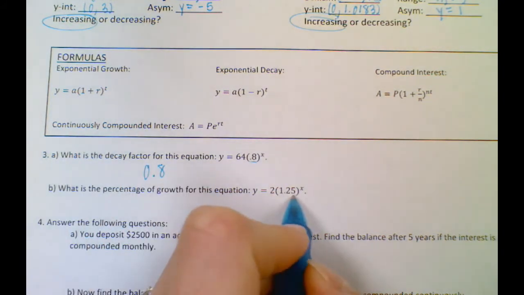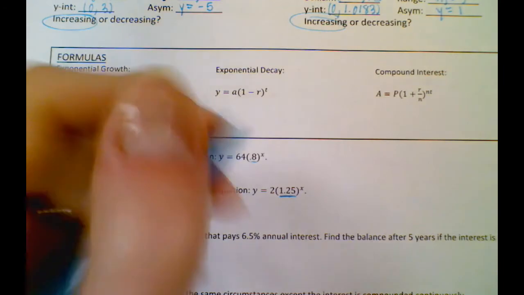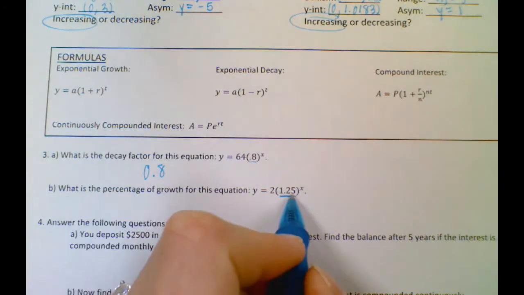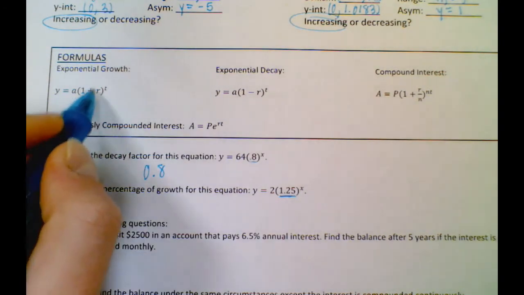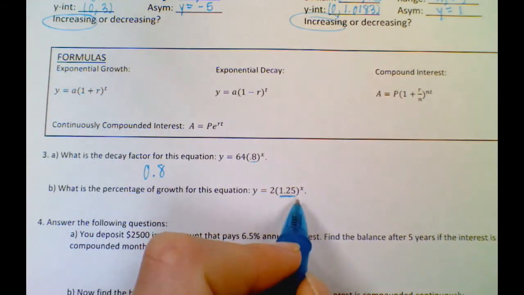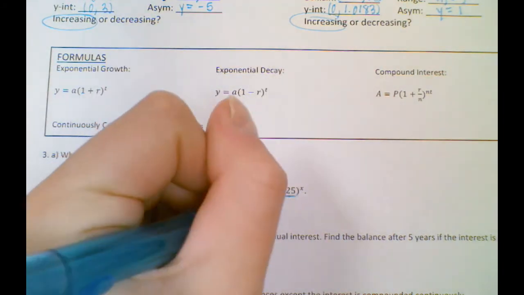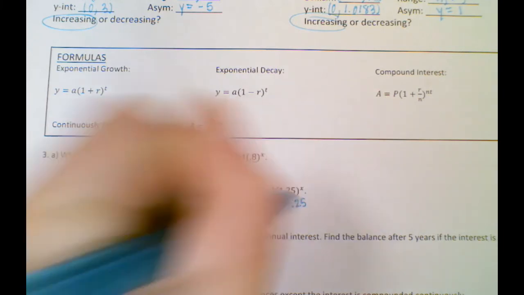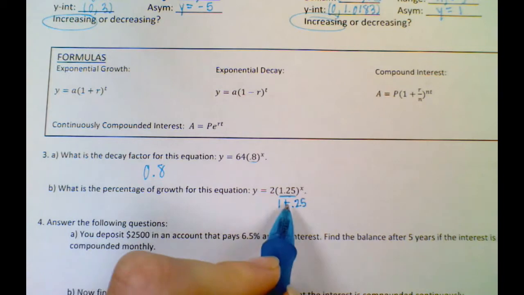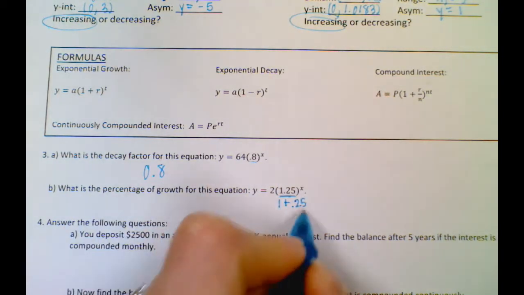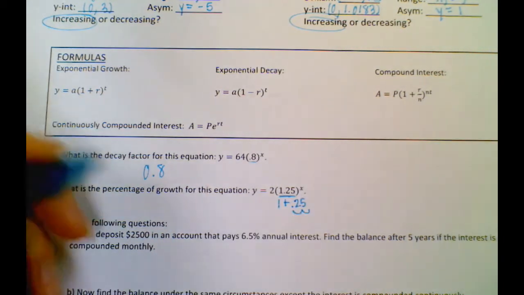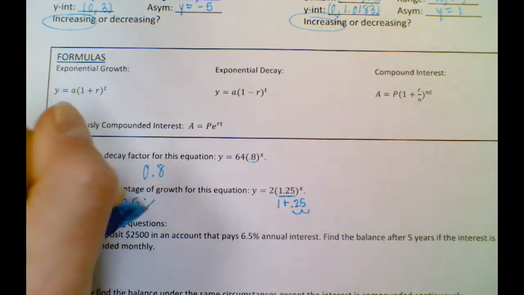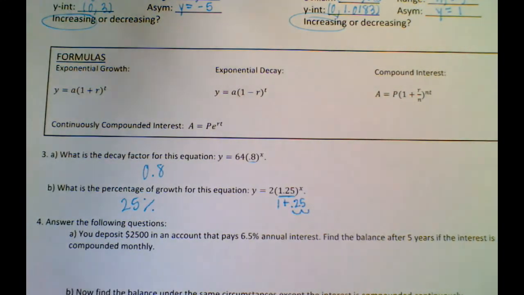So this is the factor. This is actually going to be a growth factor because it's greater than 1. You're doing 1 plus a number, right? So that's the growth factor. So this is really saying 1 plus 0.25. So for the percentage of the growth, I have to write that as a percentage. So I'm going to move this to the right by 2 decimal places. So this would be 25%. Okay?